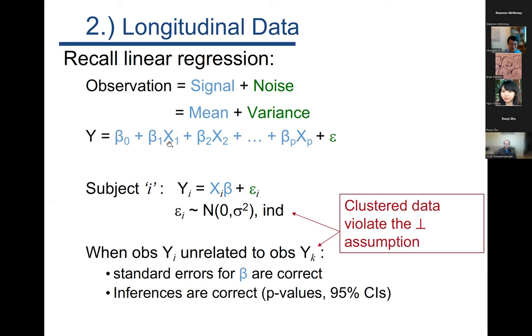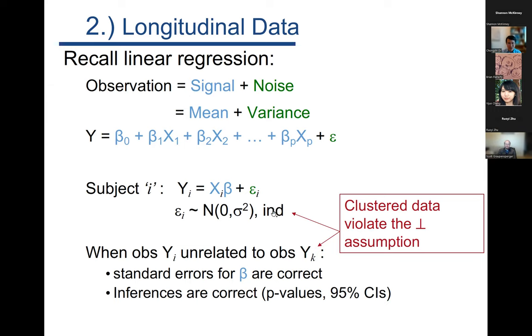So this is your model: you have covariates x1 through xp and the regression coefficients beta zero through beta p, and then the remaining part is called noise. In the typical regression case, we make a bunch of assumptions to make it work. One of the key assumptions is that all the noise terms follow a Gaussian distribution with a common variance, and we also assume they are independent.